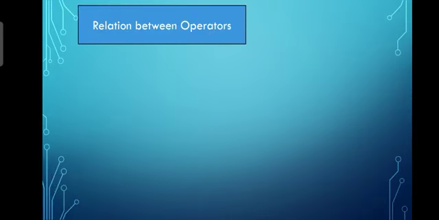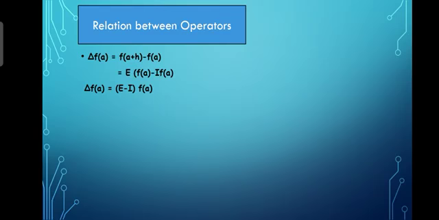Now moving forward to another topic, relation between operators. Delta f of a is equal to f of a plus h minus f of a. This is the basic relation between operators. Again moving forward, E f of a is equal to E into f of a minus I into f of a. Again, delta f of a is equal to E minus I into f of a. Again moving forward, we get delta is equal to E minus I. F of a and f of a get cancelled in the previous equation, or we can say it as E is equal to delta plus I.